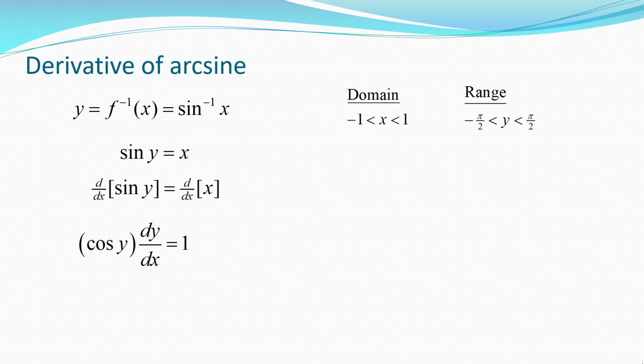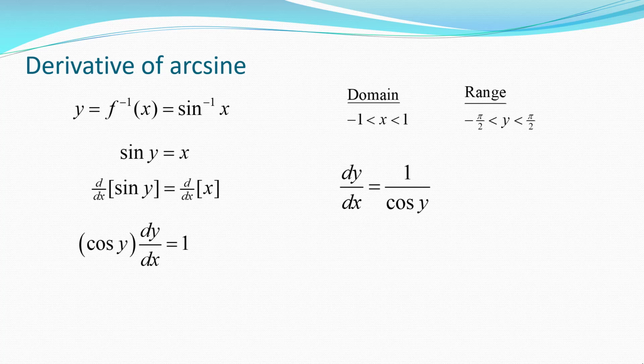The derivative of sine is cosine, so I have the cosine of y, and then I multiply it by the derivative of the y in terms of x. That has to equal, then, the derivative of x in terms of x, which is 1. We then just solve for dy dx. Ta-da! That's it. That's the derivative. It's just not very satisfying.